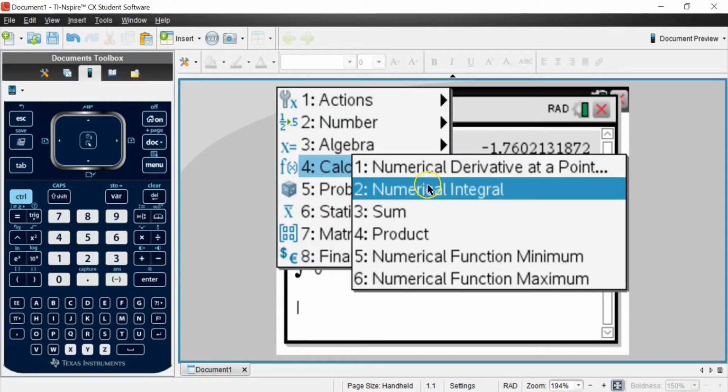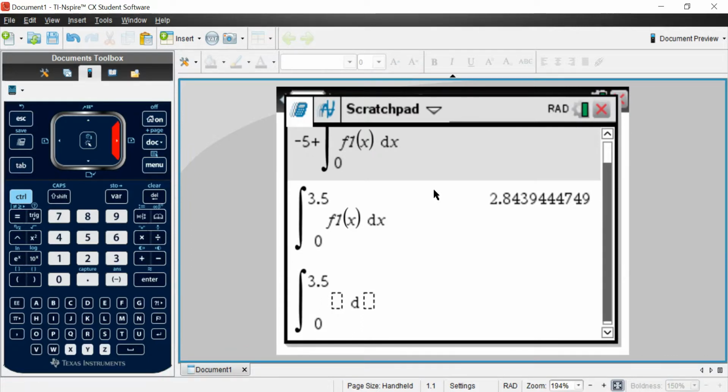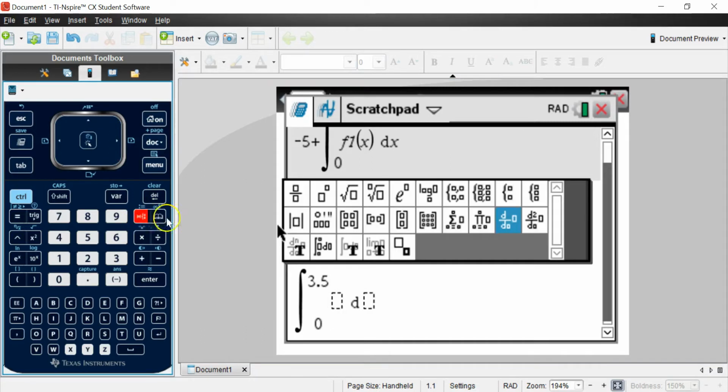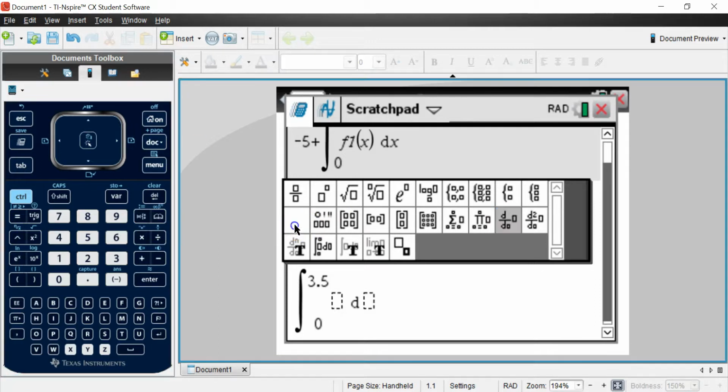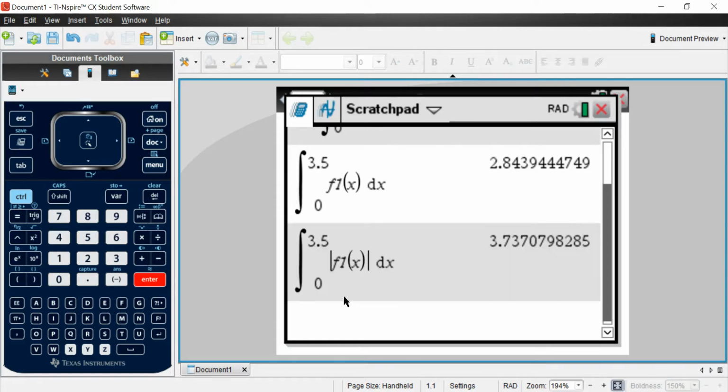You're going to go to menu, calculus, numerical integral from 0 to 3.5. The function is the same, but you need to find the absolute value of the function. To find the absolute value, you're going to go over here to your templates button. You're going to select absolute value, which is in the second row. There are the absolute value bars. f1 of x dx. And for that one, we're getting 3.737. So let's go back.